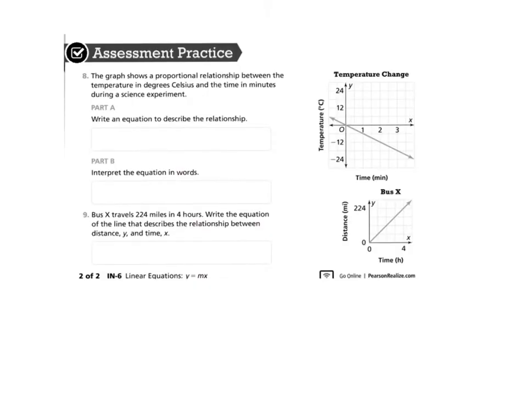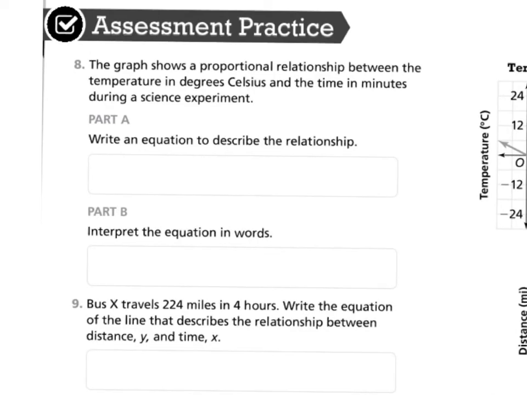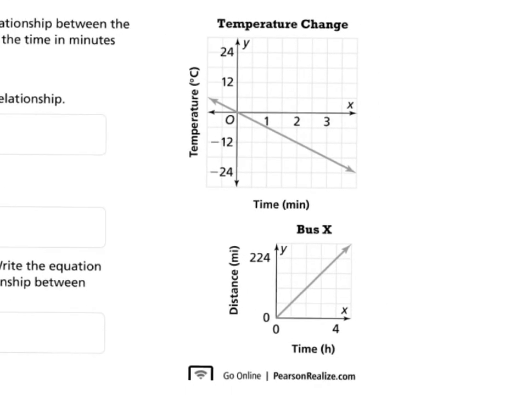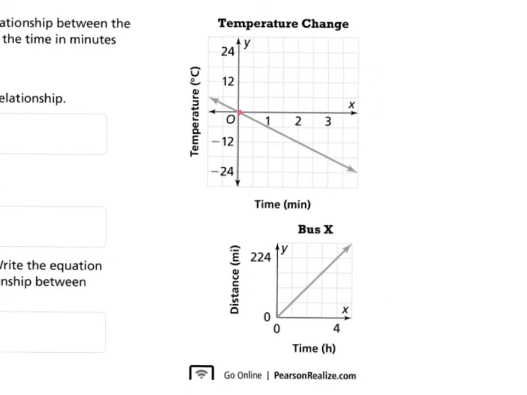If we look at the assessment practice number 8, graph shows a proportional relationship between the temperature in degrees Celsius and the time in minutes during a science experiment. Write an equation to describe the relationship. So if you look at this, first of all, we can see it as proportional. Goes through 0, 0, and it's a straight line. And then what we could do is just find another point on this line. So with the numbers they give me, maybe you see 2, -12 as a point.